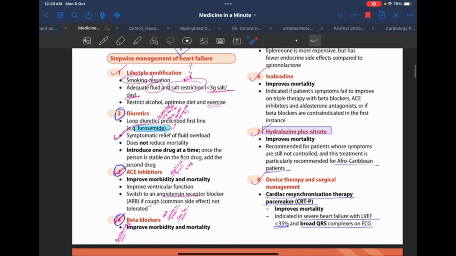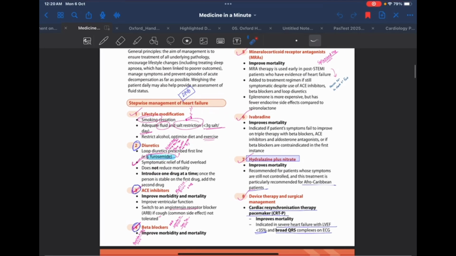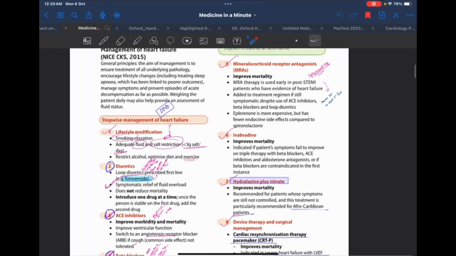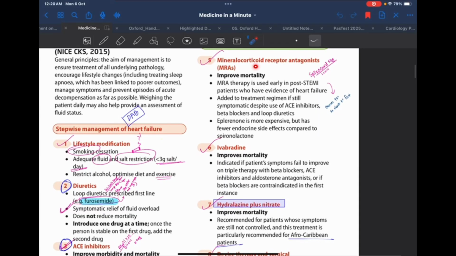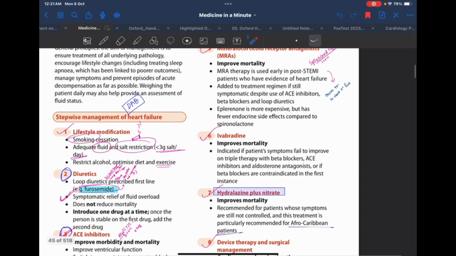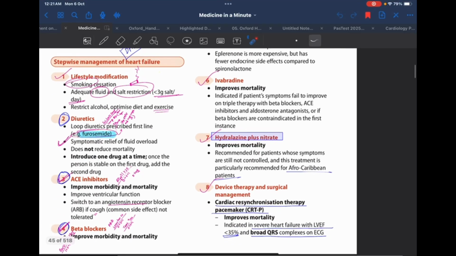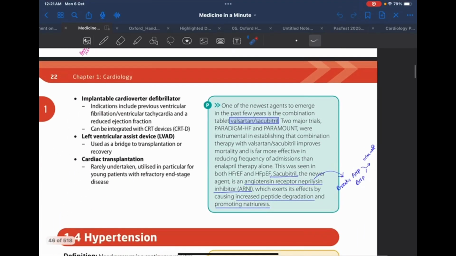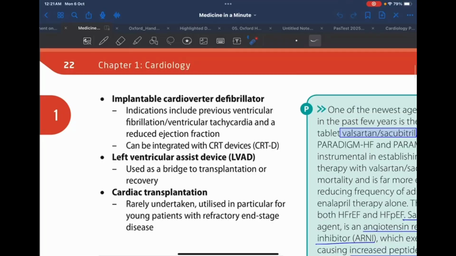If the patient is not improved by these steps, then we can go for mineralocorticoid receptor antagonist, ivabradine, hydralazine plus nitrate, and device therapy. We can also go for implantable cardioverter defibrillator, left ventricular assist device, and lastly, cardiac transplantation.